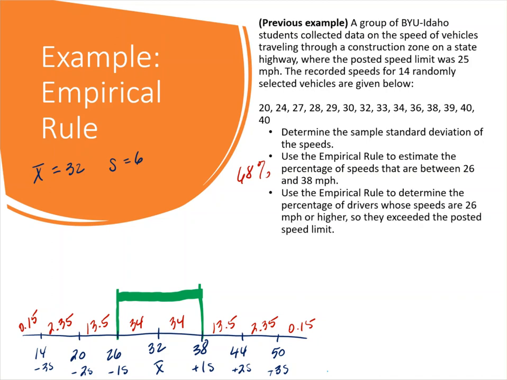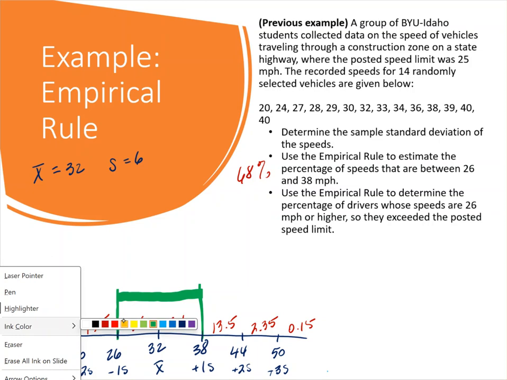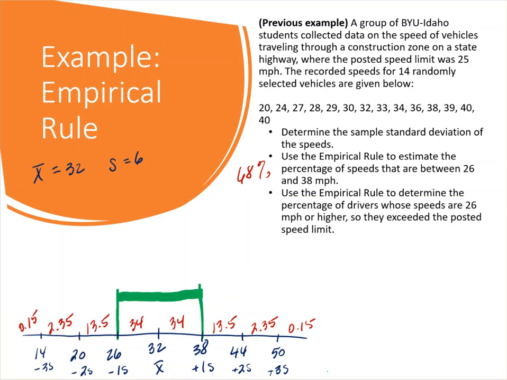Let's look at another one. Let's say that I want to use the empirical rule to find the percentage of drivers whose speeds were 26 miles per hour or higher. So they would be exceeding the speed limit here. 26 miles per hour or higher. In this case, I'm going to take my 26 again. I have 26 here, and I want to figure out what's the percentage that goes all the way up to the end of my number line.